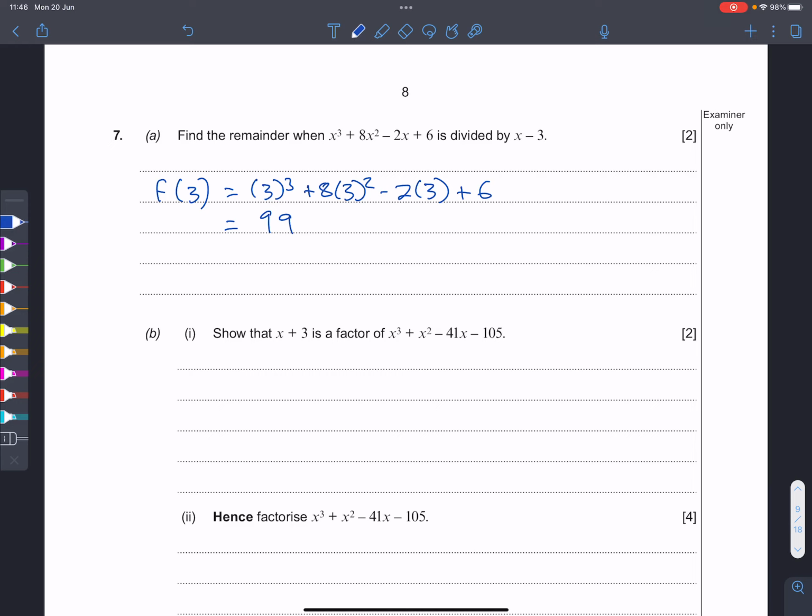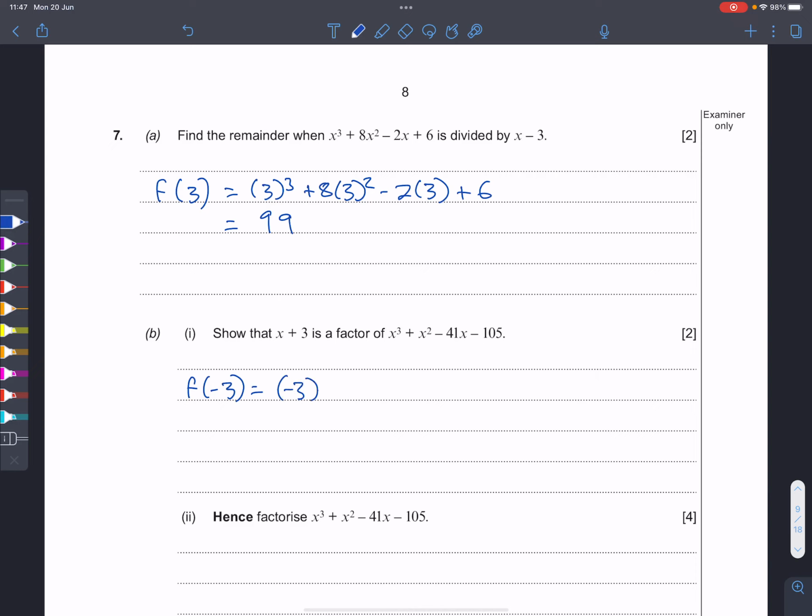B. Show that x plus 3 is a factor of this cubic, x cubed plus x squared minus 41x minus 105. Same way, if I want to show that that's a factor, that means x plus 3 is 0, so x is going to be negative 3. So I'm going to try f of negative 3.